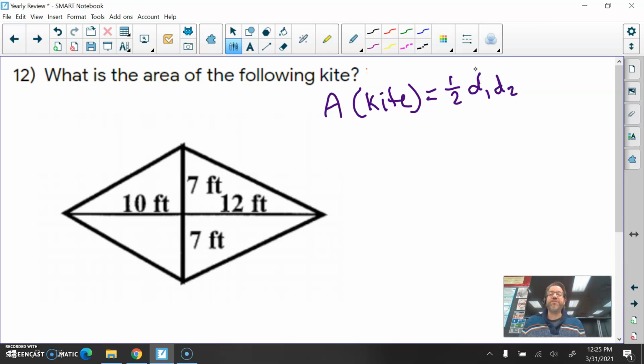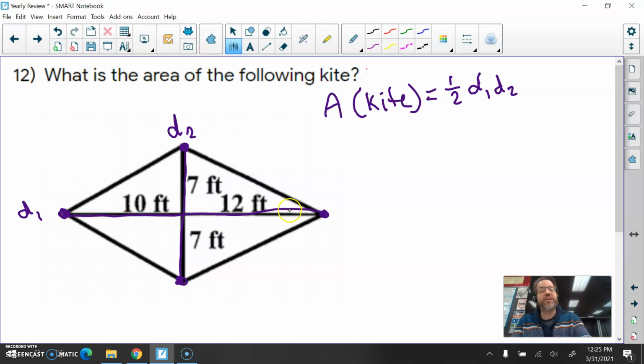So what are the diagonals? Well, the diagonals are the length, I'll call that diagonal 1, and the width, I'll call that diagonal 2, of the kite. Actually, it doesn't even matter which one you call diagonal 1 and which one you call diagonal 2 because you're just going to multiply them together and then find half of that.